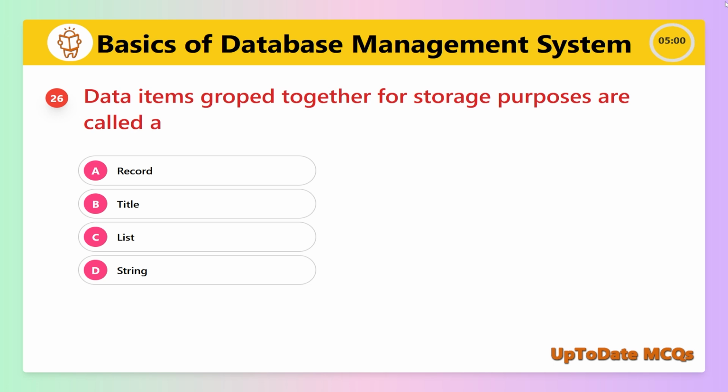Data items grouped together for storage purposes are called A. Record, B. Title, C. List, D. String. The correct answer is option number A, record.